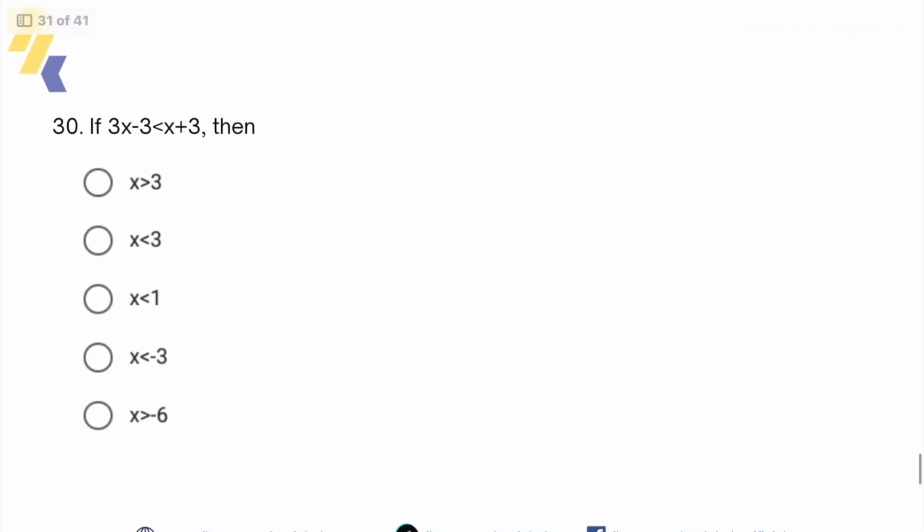Next, number 30. If 3x minus 3 is less than x plus 3, then, and so we're looking for the inequality of x. We have here 3x minus 3 is less than x plus 3. 3x, transposing x to the left with minus x, less than 3 plus 3. 3x minus x, that's 2x, less than 6. Divide both sides by 2. We have x is less than 3, and that is the second option.